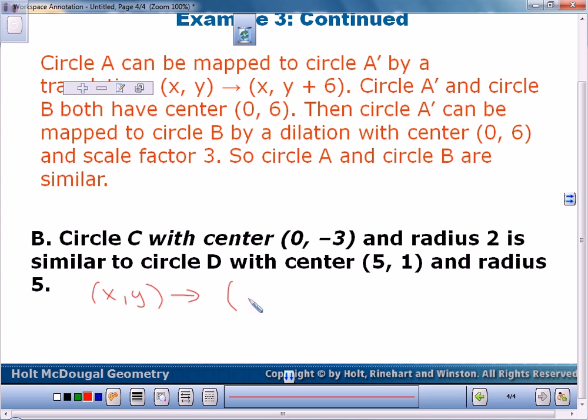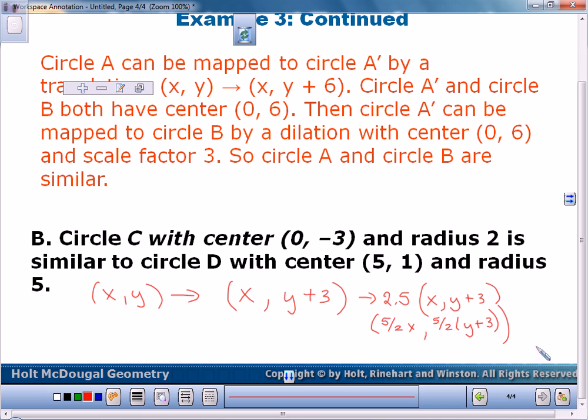Well, that's good. But then how do you get -3 to 0? Plus 3. Okay. What type of dilation takes us from a radius of 2 to a radius of 5? 2.5, or 5 halves. So then when we dilate by 2.5, or 5 halves, this would give us, you could write it like this, 5 halves x, and then 5 halves y plus 3. You could write it that way too.